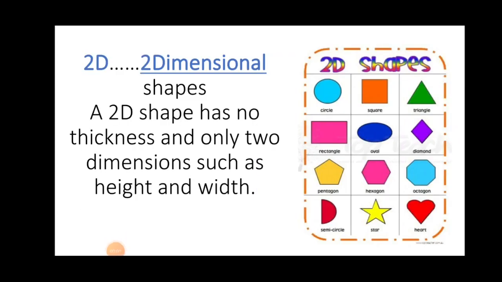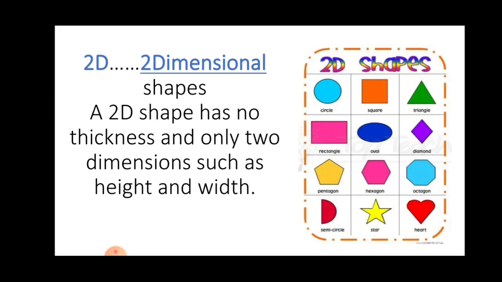2D shapes. 2D means two-dimensional shapes. A 2D shape has no thickness and only two dimensions, such as height and width. You can see different pictures. These are 2D shapes. Let me tell you about these: circle, square, triangle, rectangle, oval, diamond, pentagon.